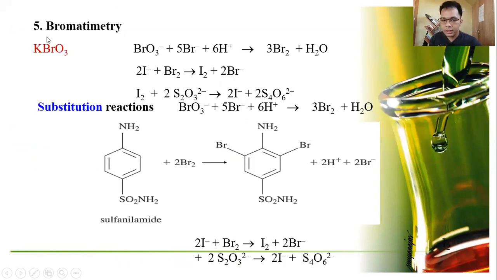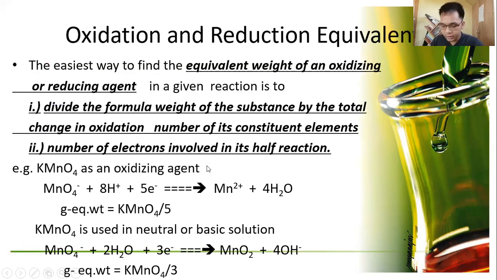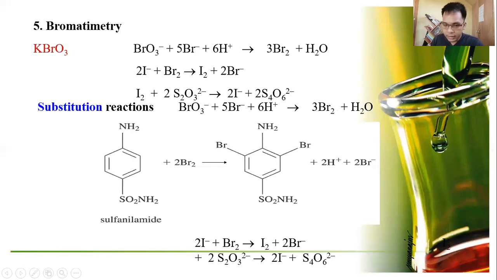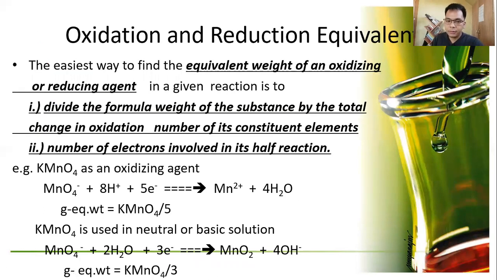So last one is the bromatometry. The bromatometry, ito naman, ang oxidizing agent na ginagamit natin is potassium bromate. These are the reactions. When mixed with iodine, ito yung reaction niya. And then substitution reactions will occur. Ito yung mangyayari. Ayan, sulfanilamide, then bromine ion. These are the reactions here. And that's the last.